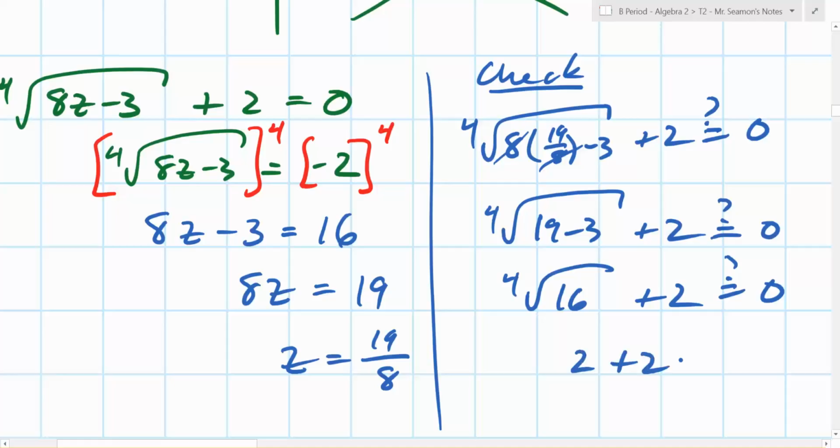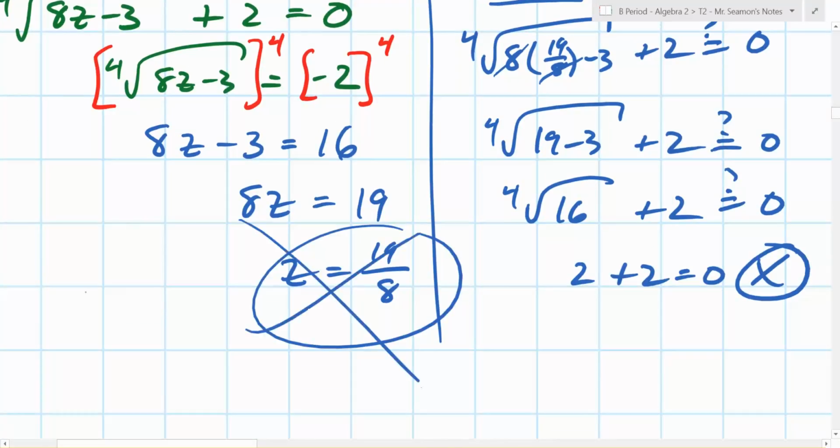Does 2 plus 2 equal 0? 4 does not. So guess what? No solution. But in order to get full credit on this, you would have to first get 19 over 8 and then show that it isn't a solution.